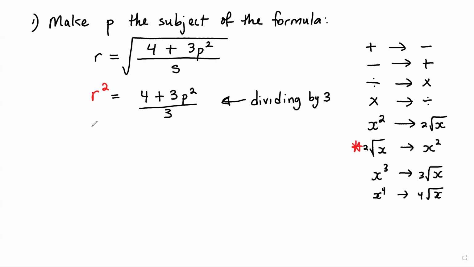So on this side, I'll have 3r squared. And when you multiply by 3 on this side, you'll get rid of it. Or in other words, I transpose 3 to the other side, so I do the opposite of the operation. So instead of divide by 3, I'll have to multiply by 3. So now I have 4 plus 3p squared is equal to 3r squared. Now you see I'm getting closer and closer to the p, because p is what I need to make the subject.